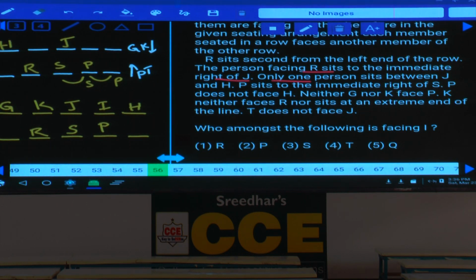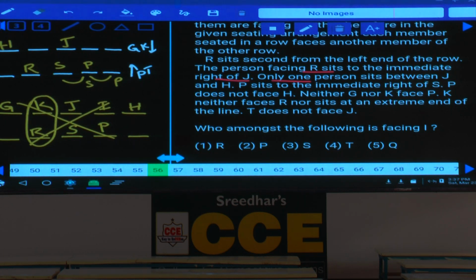Neither G nor K faces P. K neither faces R nor sits at any ends of the line. But in the second case, K and R are facing each other. As K and R are facing each other, the second case is completely ruled out. Are you following this one or not? Hence, the second case is ruled out. Now we are left with only the first case.